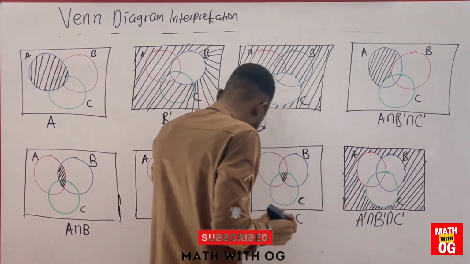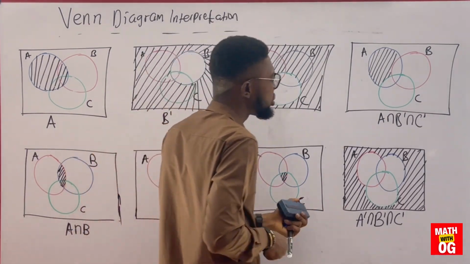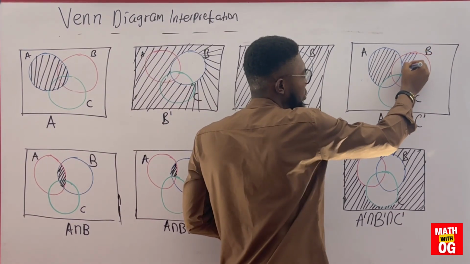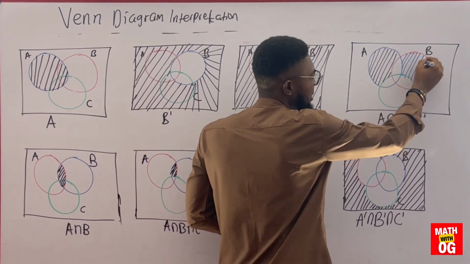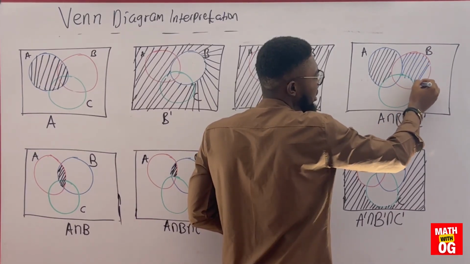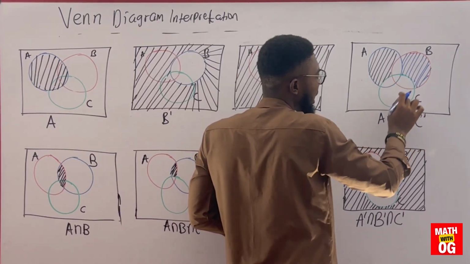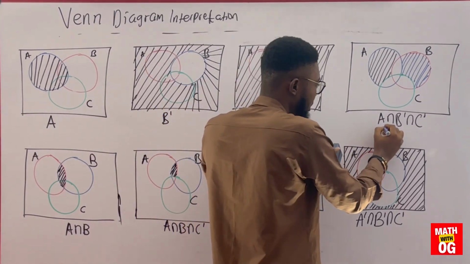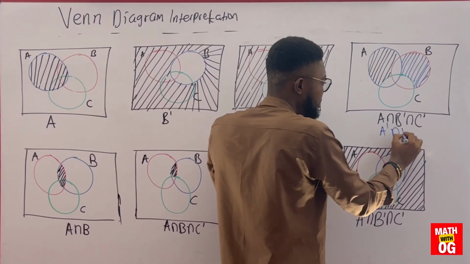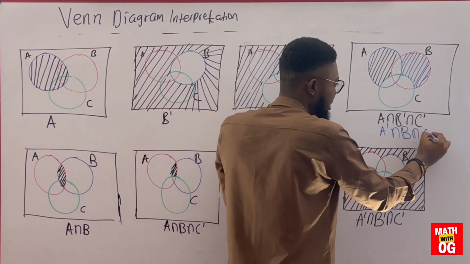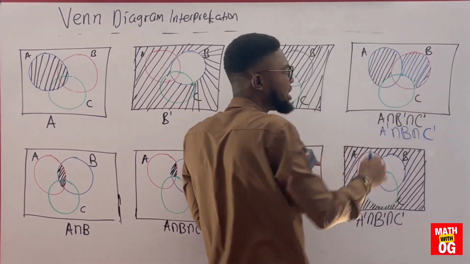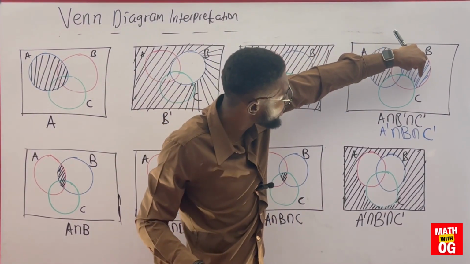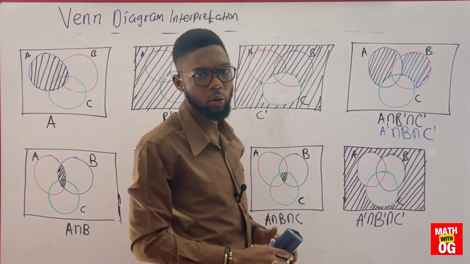if I'm to shade this part, now this is simply B only. I'm shading B only. If I'm to shade this part, this will no longer be A intersect B complement intersect C complement. It will now be A complement intersect B intersect C complement. That means I shaded B only. So this part here, only B is common to B, C complement and A complement.